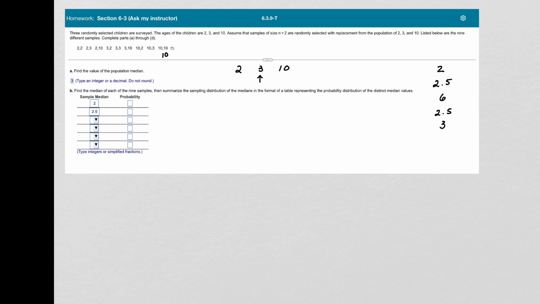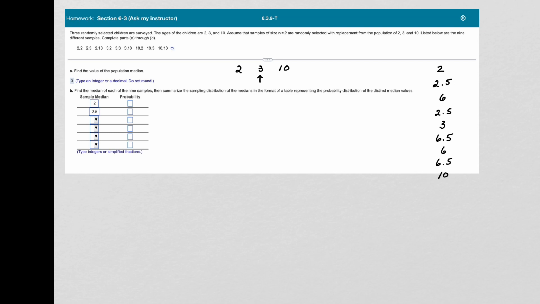For 3 and 10, we add those together. We get 13 divided by 2 is 6.5. Then 10 and 2, we already did that one. We got 6. 10 and 3 is the same as 3 and 10, so that's 6.5. And finally, we have the 10 and 10, which was 10.